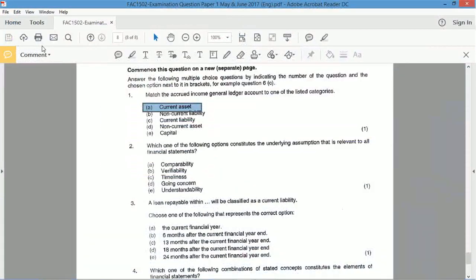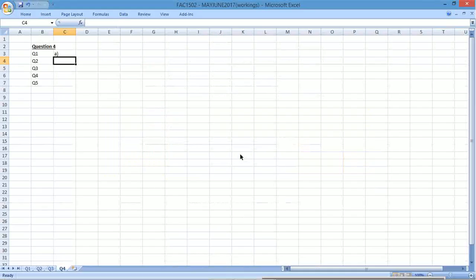The next one says, which of the following options constitutes the underlying assumption that is relevant to all financial statements? This is very specific theory that comes from the textbook. Underlying assumption: all financial statements are prepared on a going concern basis, meaning we would expect the business to continue operating in the future. So that's option D. Going concern means the business will continue to operate in the future.